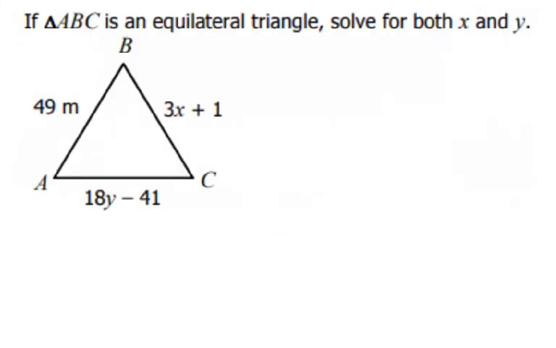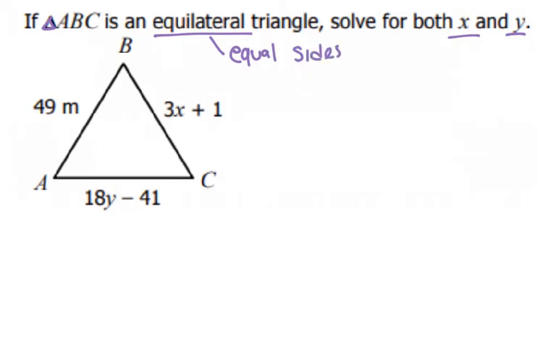Okay, so now let's look at when geometry and algebra mix. So if it wants you to know it's talking about a triangle, it's going to put a little triangle in front of it. So this is literally saying if triangle ABC is an equilateral triangle, solve for both x and y. Equilateral means equal sides.